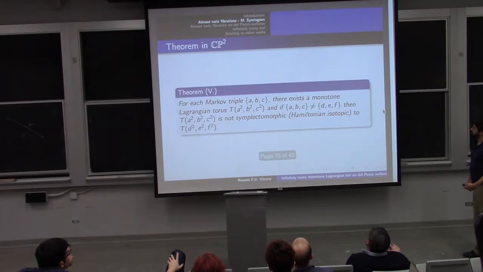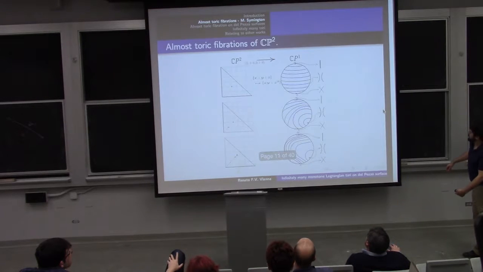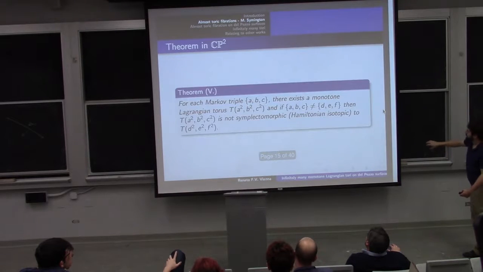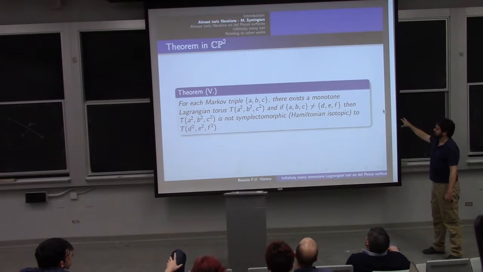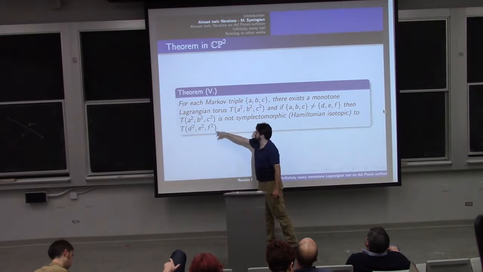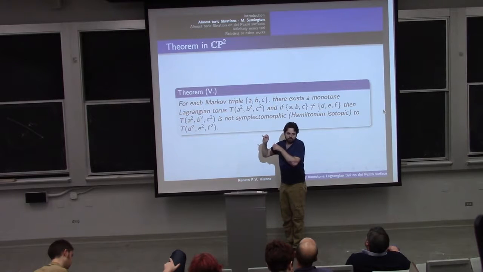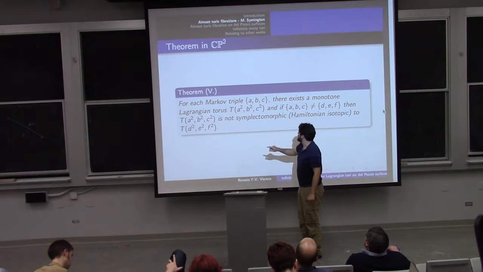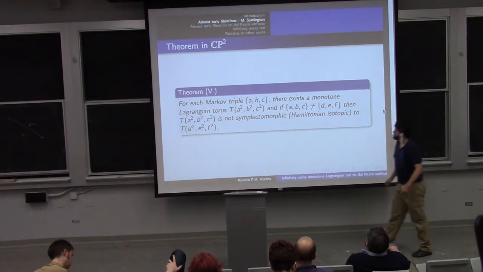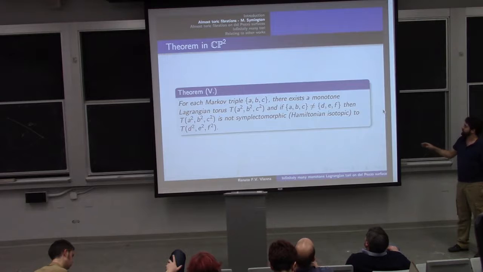So in this way, I use this. No, let's not go there. So then I use these pictures to construct these Lagrangian tori as being the torus at the center of these base diagrams, and then I prove later that they are not symplectomorphic to each other. I'm going to talk about the proof after describing the similar phenomenon for all the del Pezzo surfaces.